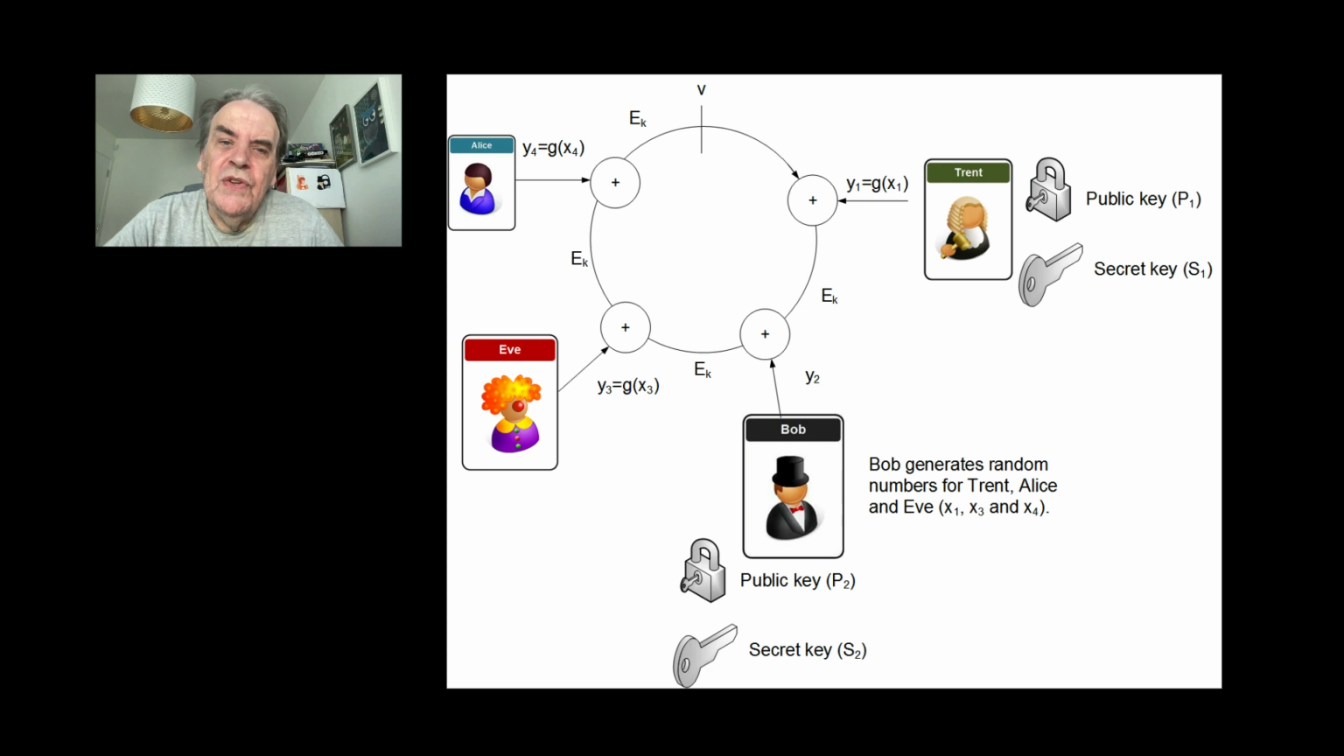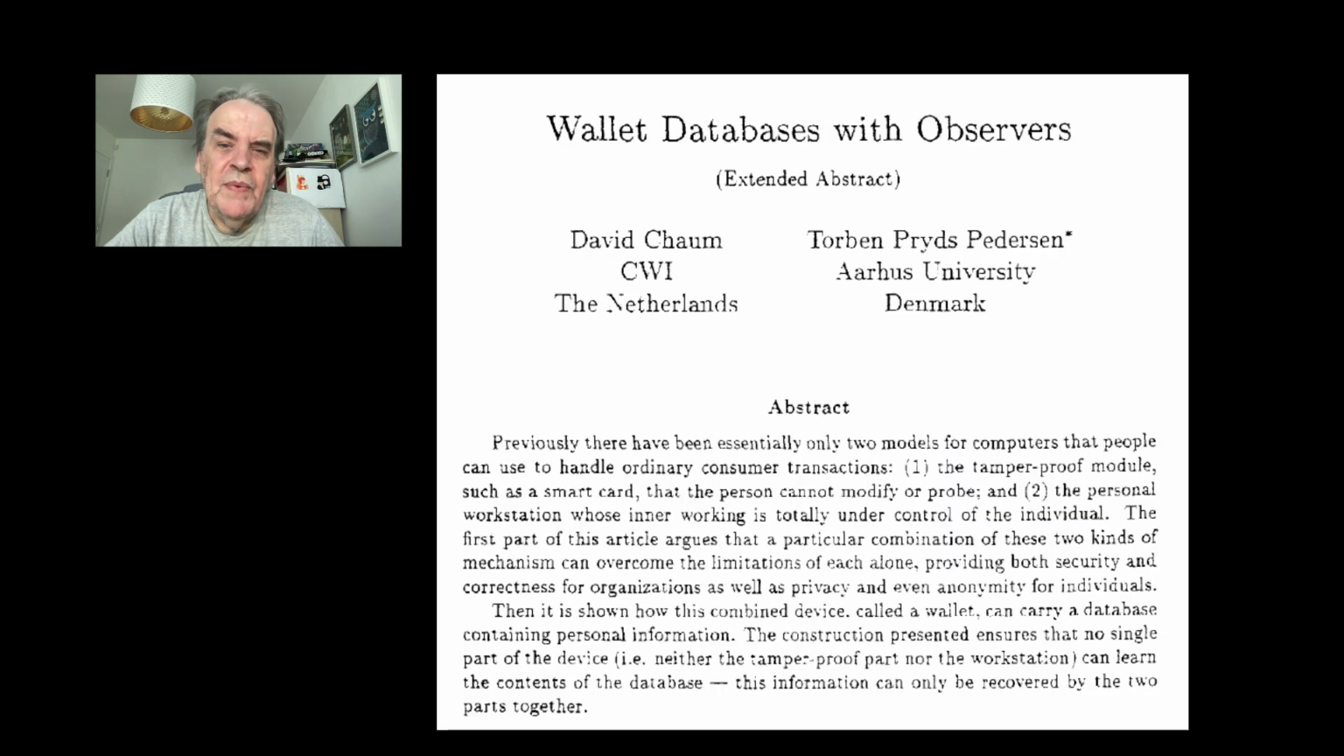In 1992, David Chaum and Torben P. Pedersen published Wallet Databases with Observers, which outlined a method of shielding details of a monetary transaction.